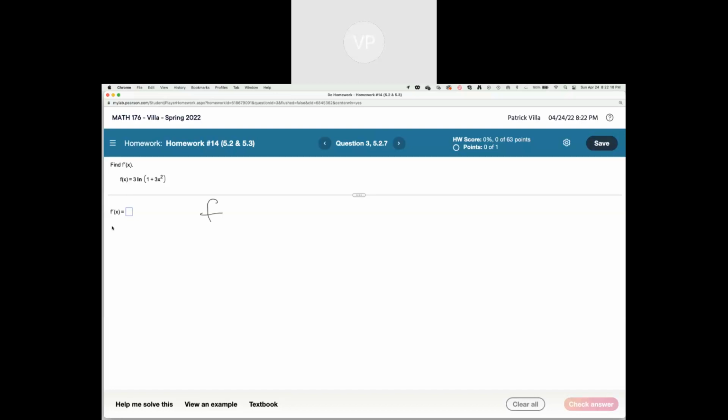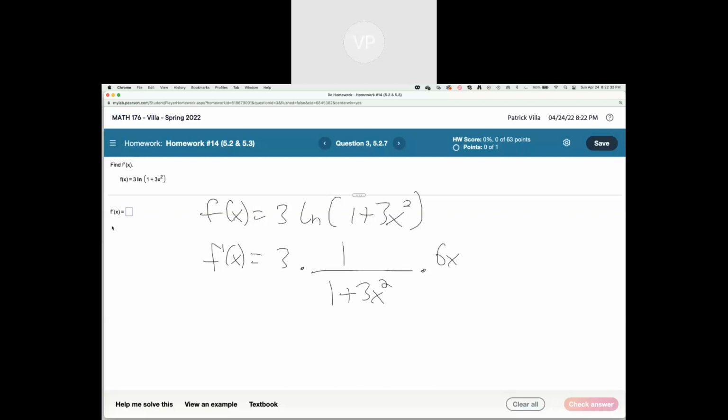So f of x equals 3 natural log of 1 plus 3x squared. Remember the rule. When we find the derivative of this, it's going to be a 3 still, and then the natural log, the derivative of that is just 1 over all this. But we have the chain rule, which says I need to multiply by the derivative of whatever that is. That's the chain. The derivative of the inside.